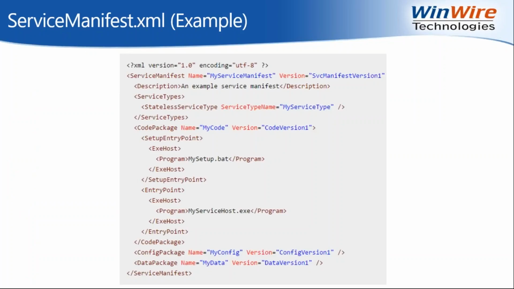This is a sample service manifest file. As you can see at the top, it gives the name and the version of the service. Then it specifies the type of the service, whether it is stateless or stateful. It also has the code package, which basically has the executable here, and this setup entry point and the entry point. Config package, as discussed earlier, and the data package. It also contains the endpoints of the service, which is not in this screenshot, but that is also something you can configure in a service manifest file.